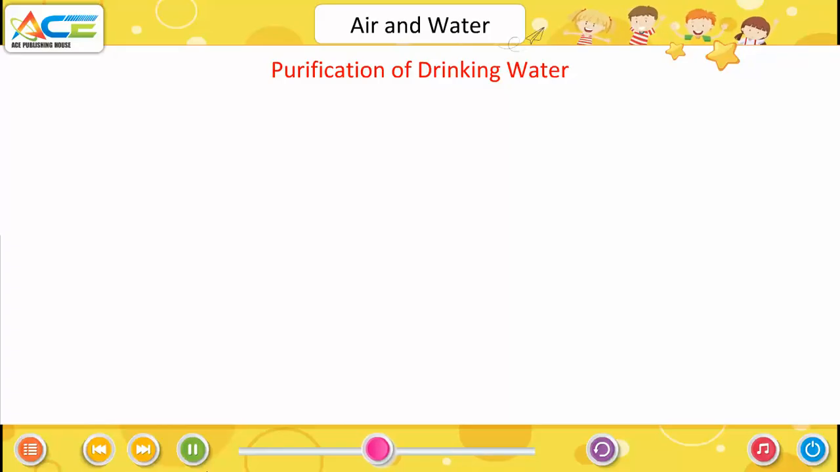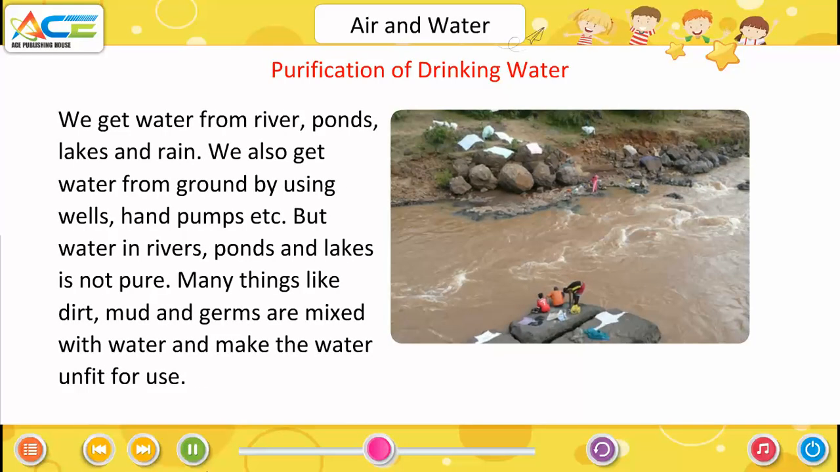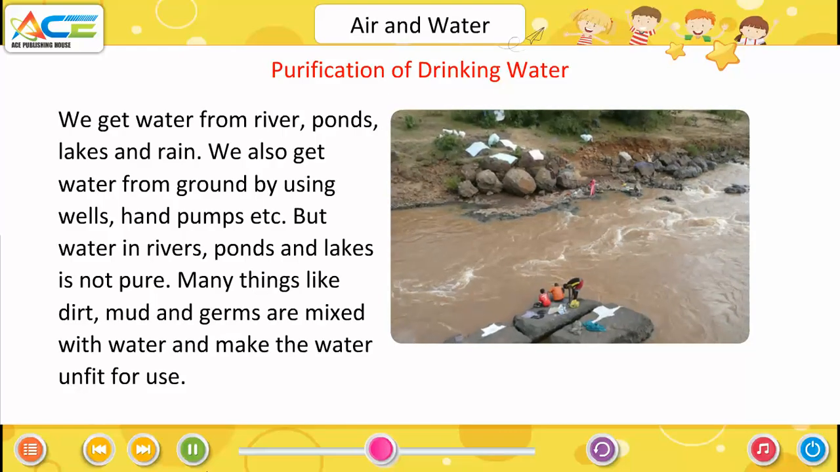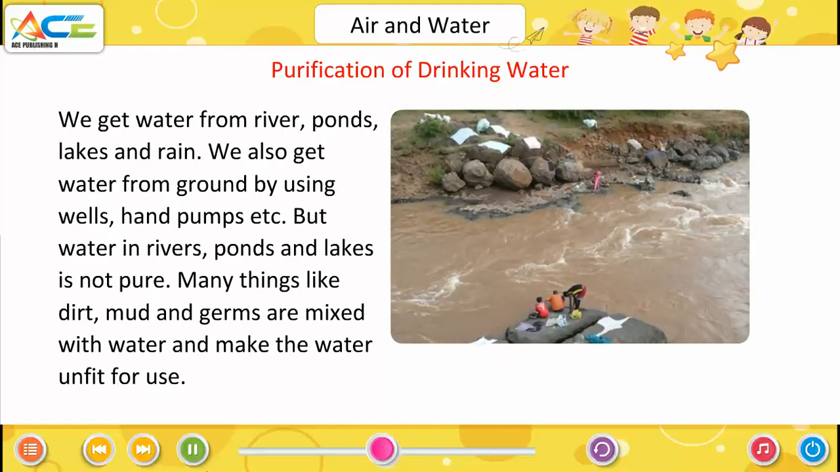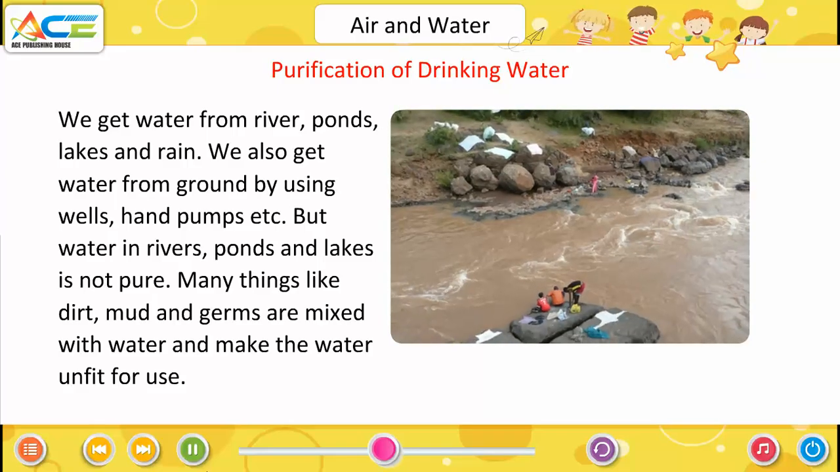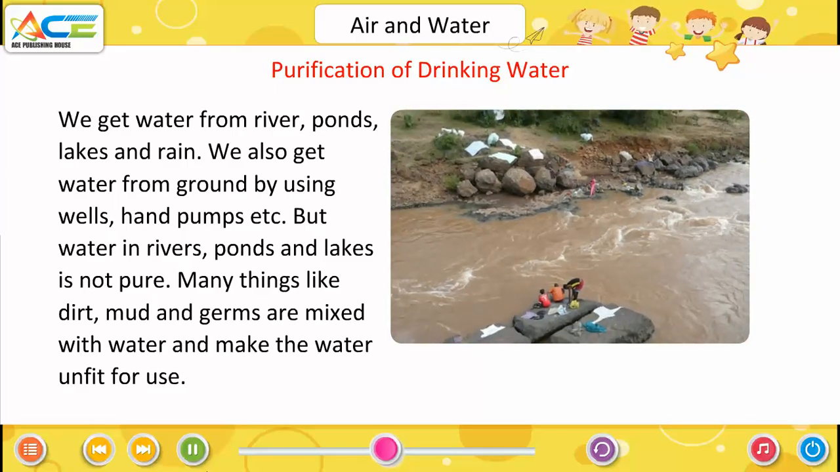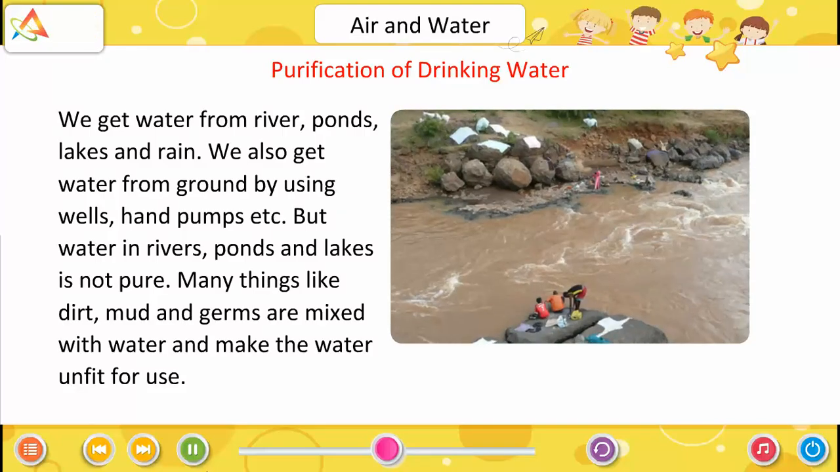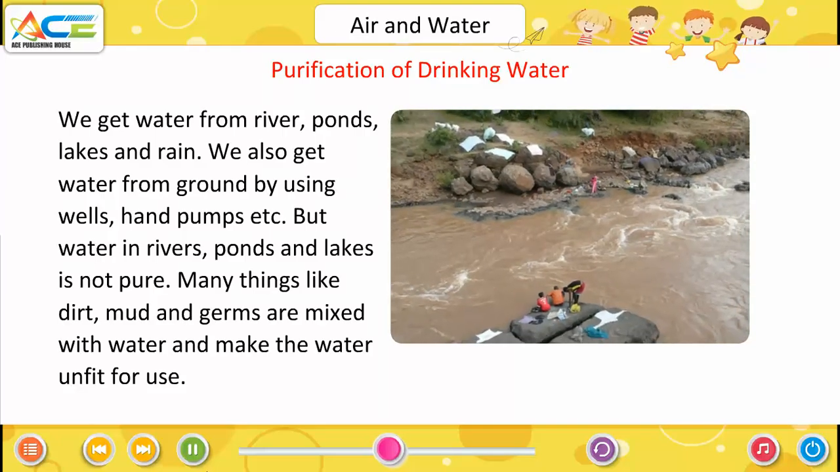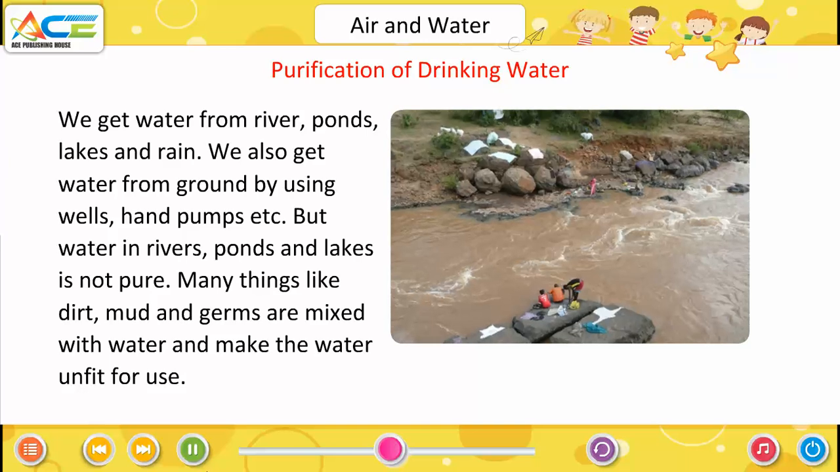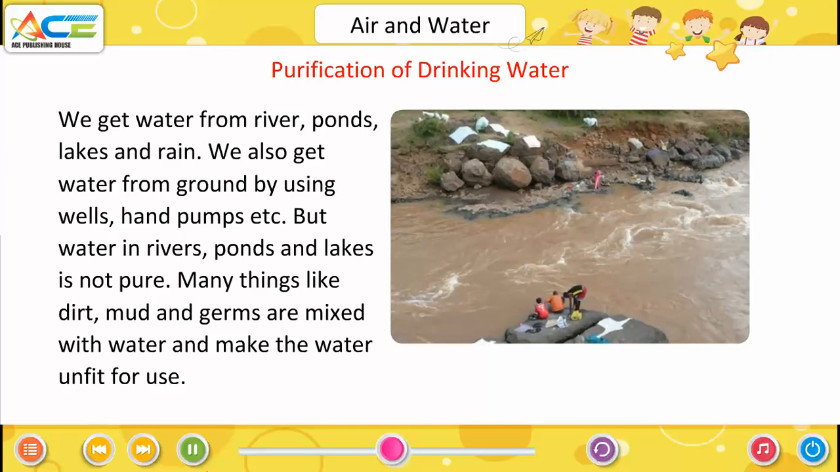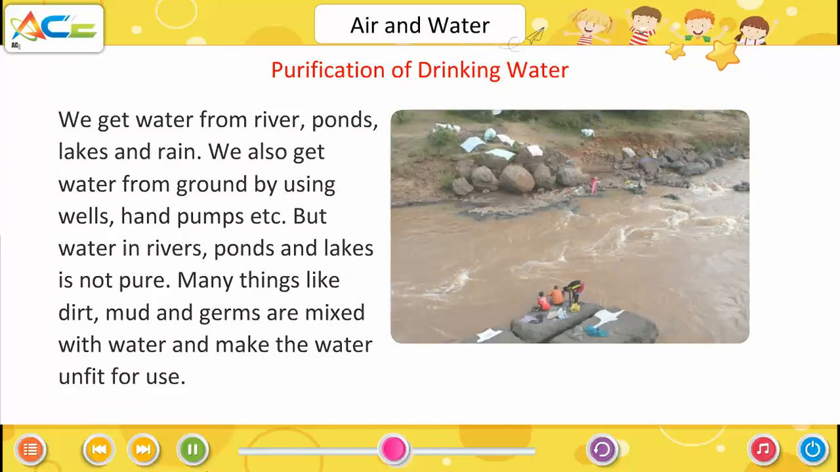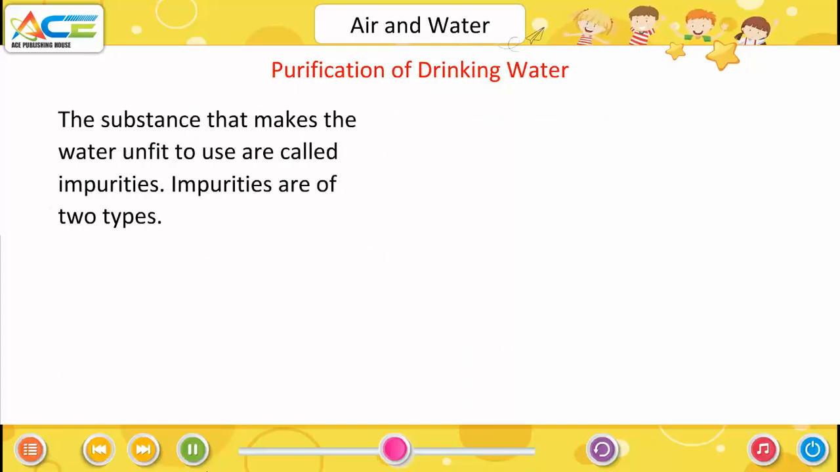Purification of drinking water. We get water from rivers, ponds, lakes and rain. We also get water from the ground by using wells, hand pumps, etc. But water in rivers, ponds and lakes is not pure. Many things like dirt, mud and germs are mixed with water and make the water unfit for use. The substances that make the water unfit to use are called impurities. Impurities are of two types.